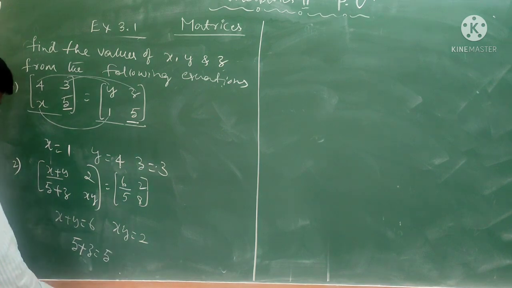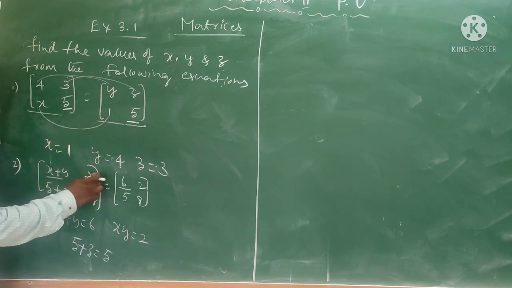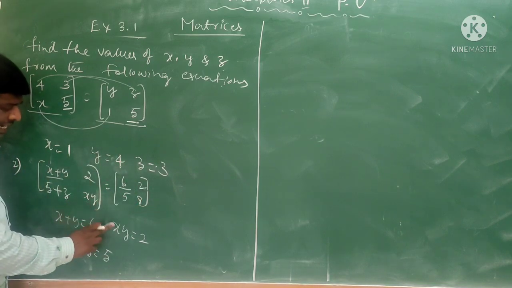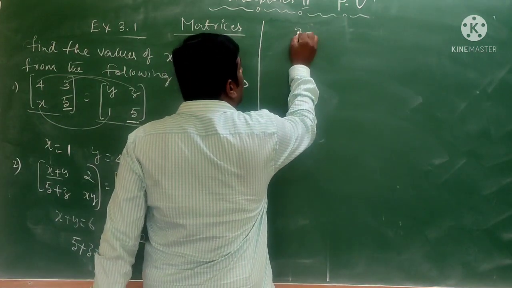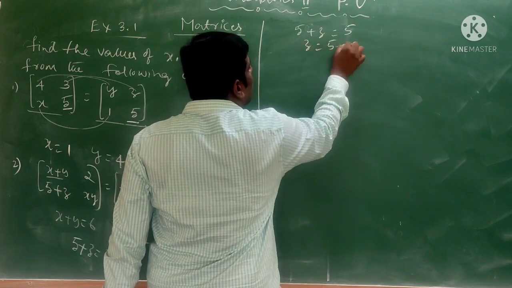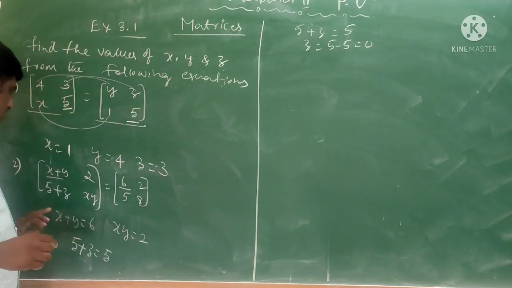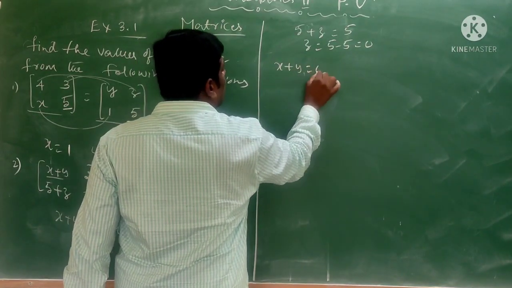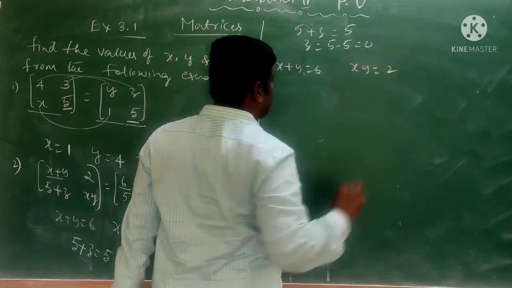Okay. So here x plus y is equal to 6, xy is equal to 2, and 5 plus z is equal to 5. Here 5 plus z is equal to 5, so z is equal to 5 minus 5, that is equal to 0. Now here x plus y is equal to 6, xy is equal to 2.